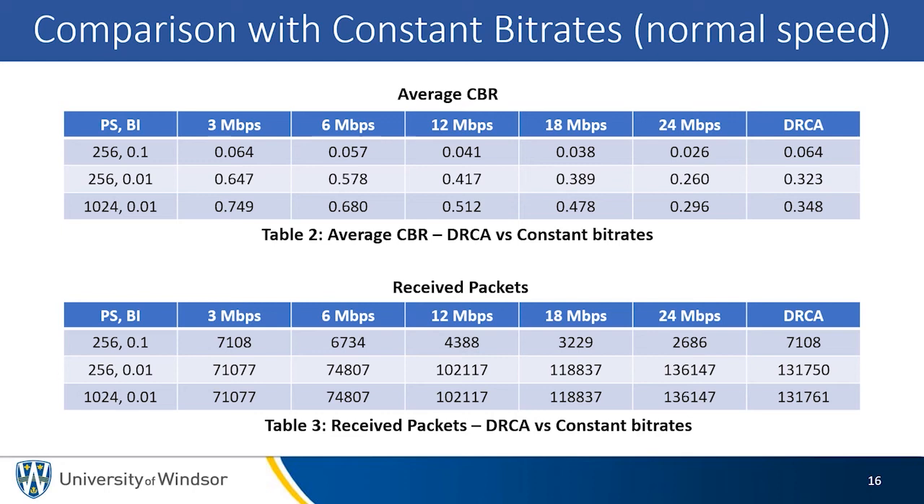The proposed DSCA approach results in the best case average CBR, even though it did not achieve the lowest average CBR, which the 24 Mbps did. In terms of received packets, the count increased as the data rate increased, and the proposed DSCA approach was considered to get the best case count, resulting in the optimal usage of resources.